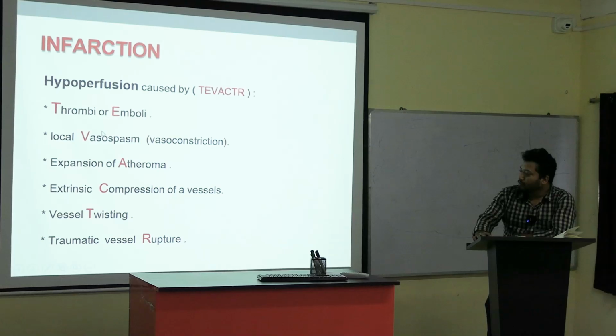Vessel twisting of the vessels. Traumatic vessel rupture, which happens in any kind of blunt trauma.